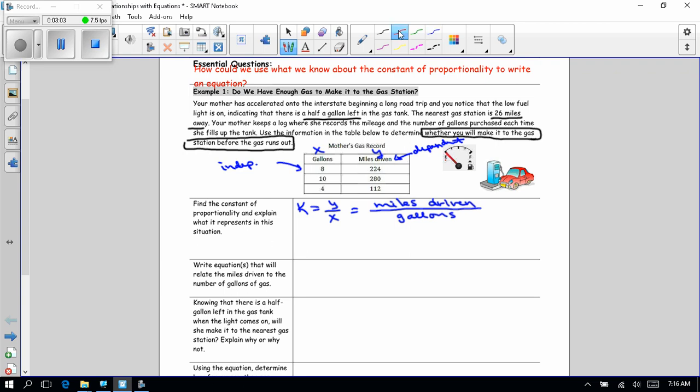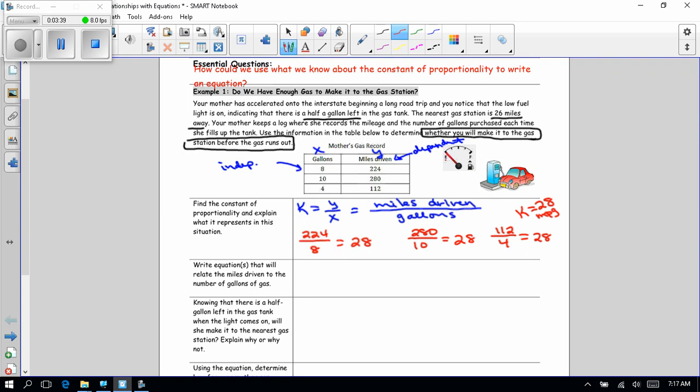So the first one is 224 over 8. And when I grab the calculator, you type it in, you got 28. And then we did the next one, 280 over 10, and that's 28. And I take 112 and divide by 4, and guess what I get? Yep, that's right, 28. So your mom's car has a constant of proportionality of 28. Okay, 28 miles per gallon, MPG, miles per gallon. She's getting pretty good gas mileage.